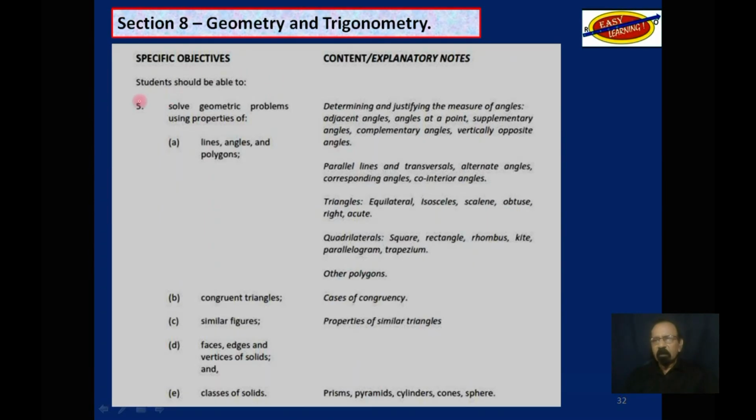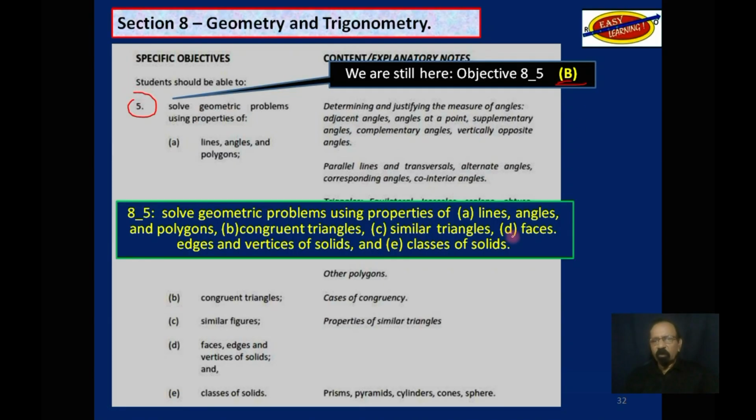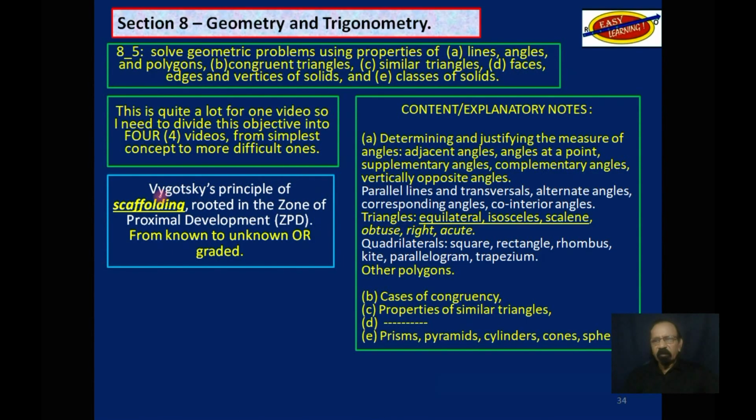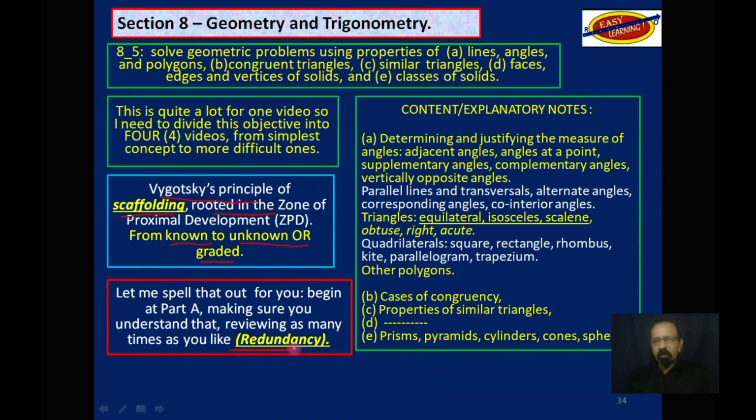So let's get back to objective 5, part B. As you already know, there is a lot of work to be covered in this objective, and I am employing Vygotsky's principle of scaffolding, which simply means we go from the known to the unknown, or it's graded. So these 4 videos, please begin at part A, and then when you master that, go on to part B. If you try to do part C without knowing what is in part A and B, you will get lost. Begin in sequence for this section.